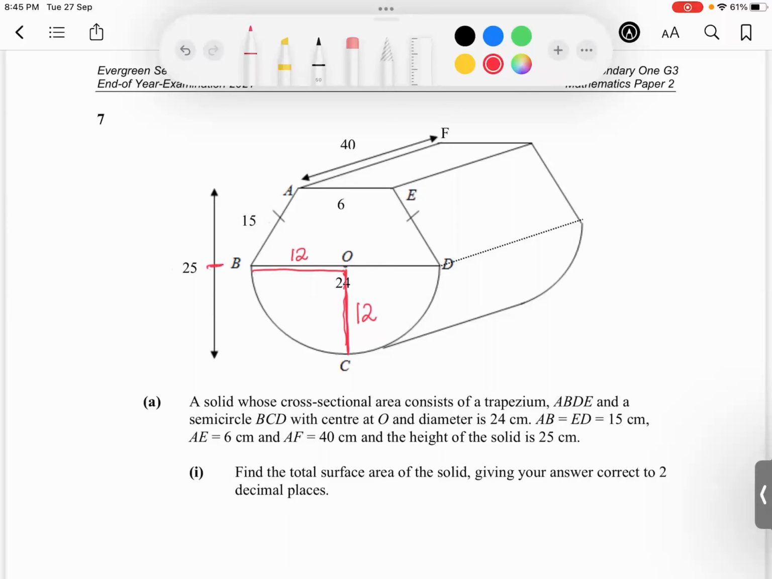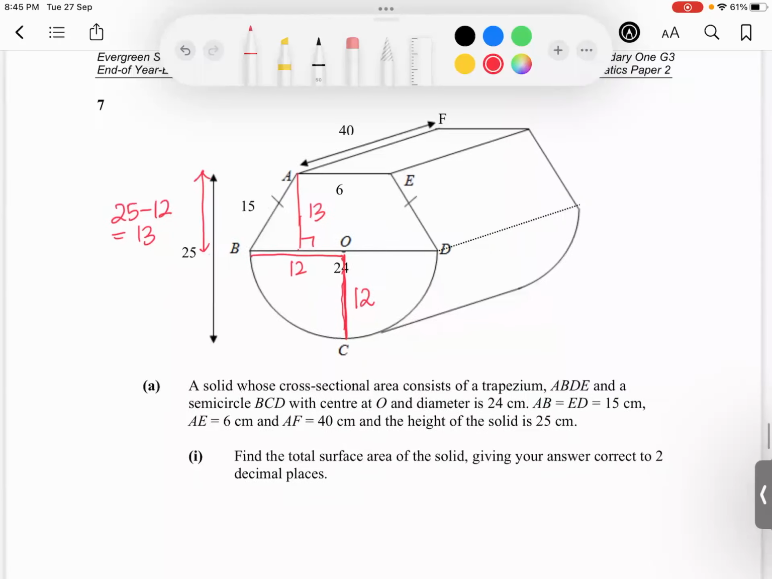Then what do I need to do? Don't assume 25 divided by 2. No, because this perpendicular height down here is 25 minus 12 to give you 13 cm. That is going to be the perpendicular height for my trapezium. Yes, correct. If we do not know that this radius works this way, then we cannot find the answer.